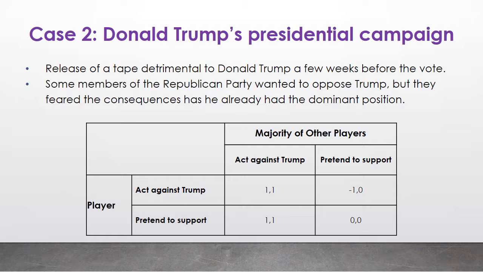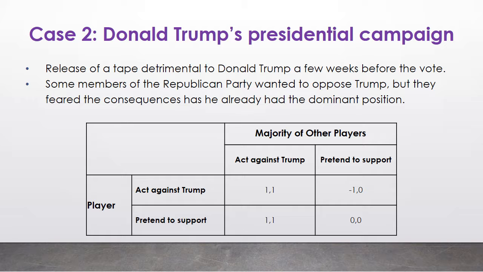But if the player acts against Trump and other players also act against Trump, the outcome is 1-1, because acting collectively has large power, so they will not be afraid of Trump. If the player pretends to support and the others act against Trump, the outcome is also 1-1, because the other players can still form a large power to overthrow the leader, and this is the objective of all the players.